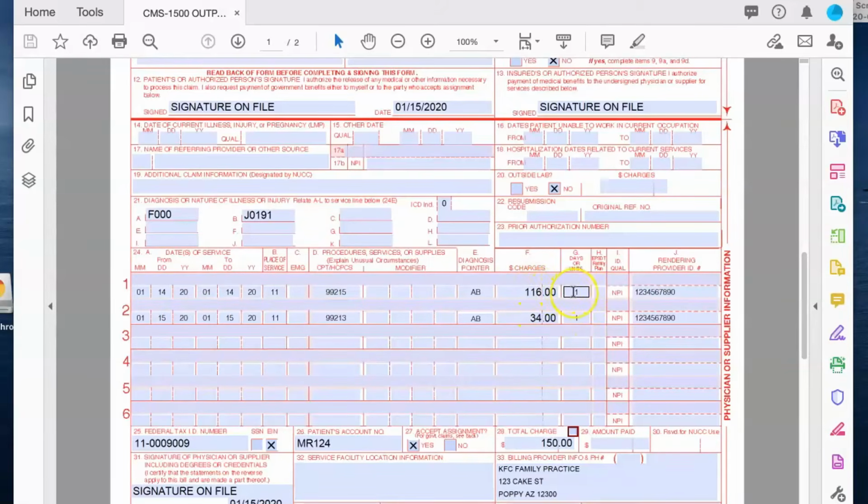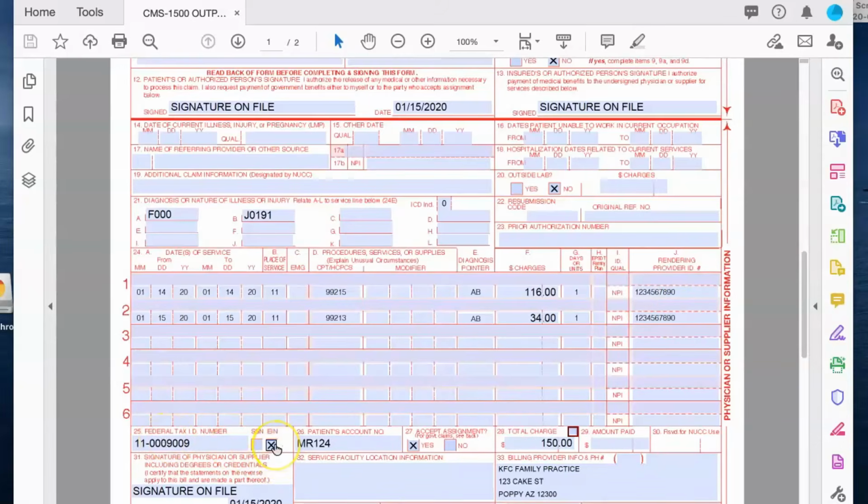24G, Units. How many days or times in a day was the patient seen? She was seen once January 14th and once January 15th, so we will add 1 unit for each day visited. 24J, Rendering Provider NPI Number. Here we will enter the NPI of the doctor that rendered care. It was the same doctor both days, so we've entered the same NPI twice.